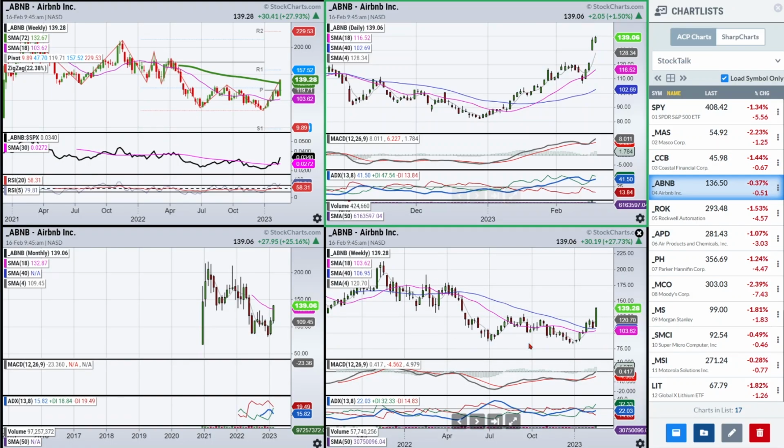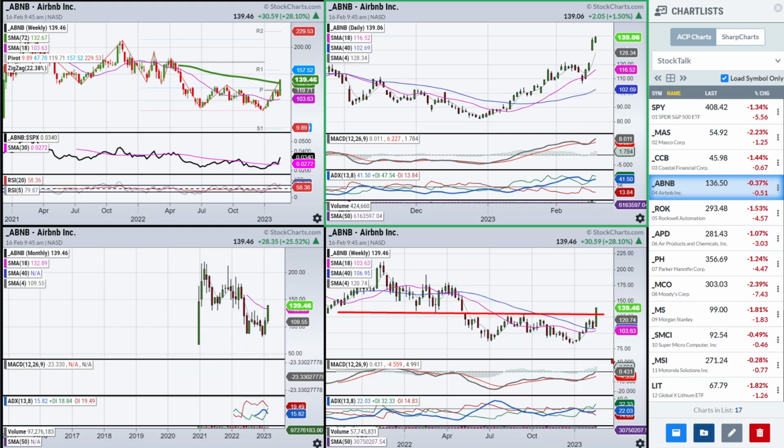Airbnb, really powerful move, and I've been bringing this up as a kind of key level. So let me just point out this key level here, which we're getting through. And again, the person who asked about this correctly pointed this out. We've got good momentum. Do we want to buy this pattern right here?